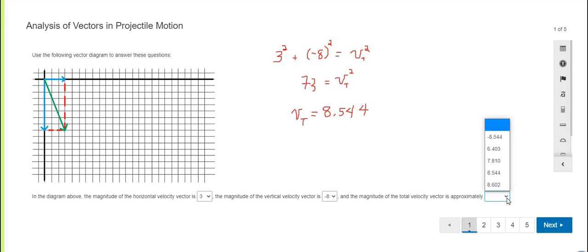It turns out to be this one, 8.544. It's not negative. Always, when we get the magnitude of the total velocity, the answer is going to be positive. So that's the one we would select, positive 8.544. When you get the total velocity vector approximately, your answers should always be positive. Hopefully that helps you with the rest of this assignment, and you see how to do this.